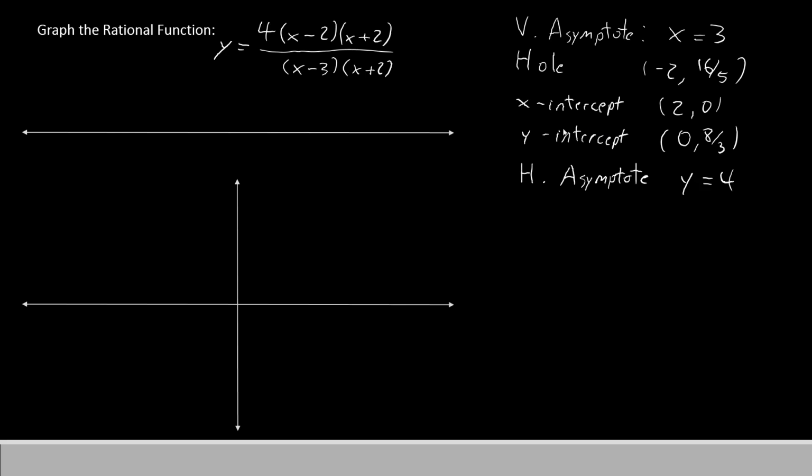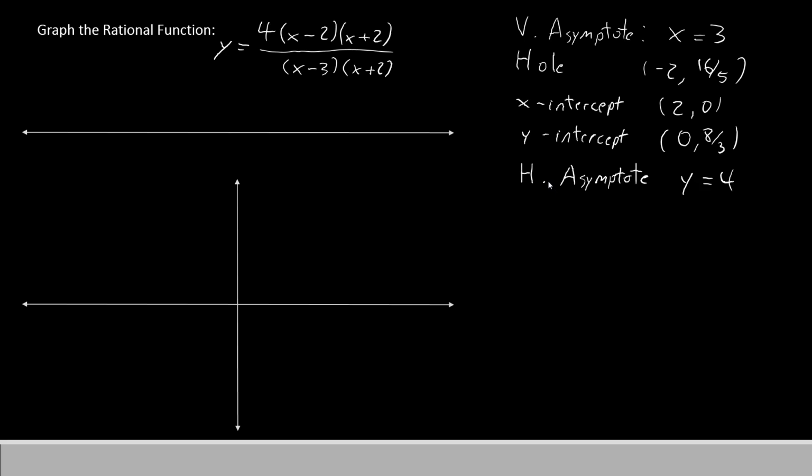So I have the same rational function here that I've been using for the last couple episodes, y equals 4 times x minus 2 times x plus 2 divided by x minus 3 times x plus 2. On the right side, I've written all of the information that we have collected about this function: the vertical asymptotes, the holes, the x-intercept, the y-intercept, and the horizontal asymptote. Now, drawing this is not a quick process, and it takes a bit of organization to get there.